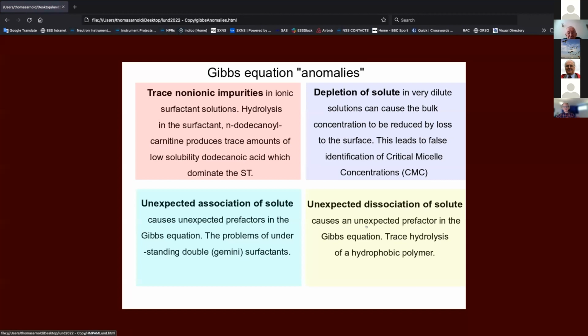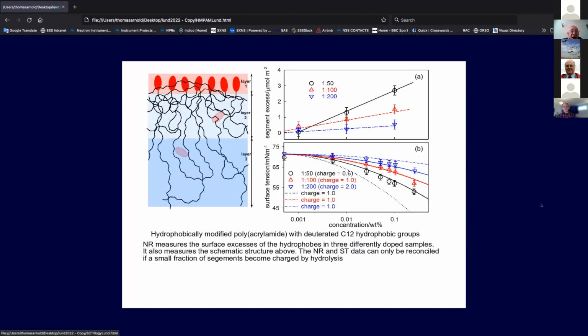And go to the bottom right, yes. Now you can have the opposite. And this is a very interesting case because we didn't expect it. This is a hydrophobically modified polyacrylamide, okay? And it's got either 1 in 50, 1 in 100, or 1 in 200 basic residues attached to a C12 chain.